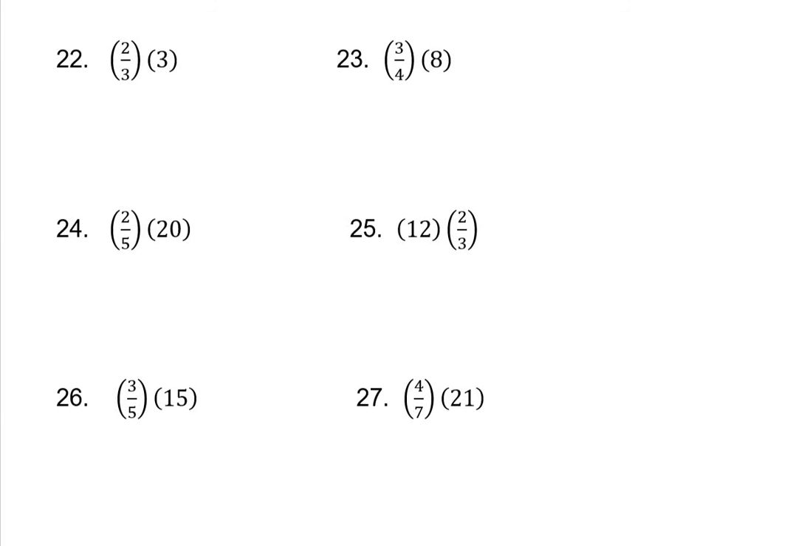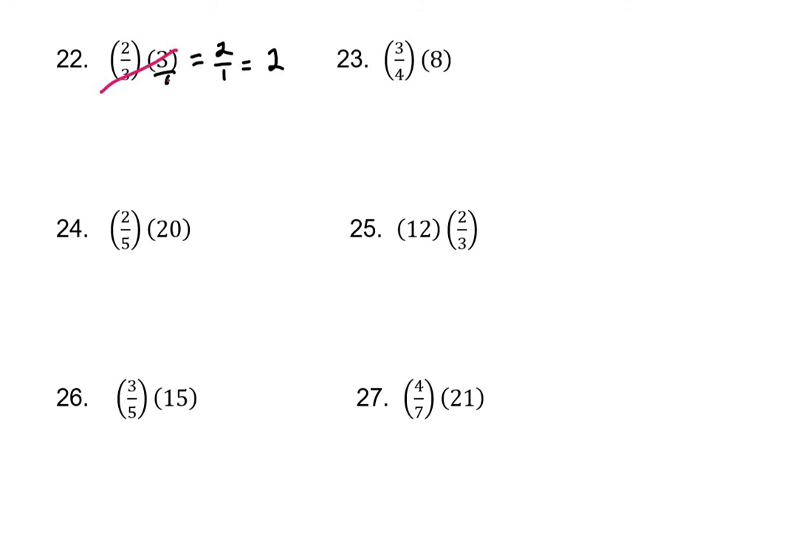Basically, on problem 21, you could think of this 3 as 3 over 1. And then these 3's will cancel. So you're left with 2 over 1, which is just 2. Now, the easier way to do this, the shortcut, is you take the denominator and you divide it into this whole number. 4 goes into 8 2 times. And then you say 2 times 3 is 6.